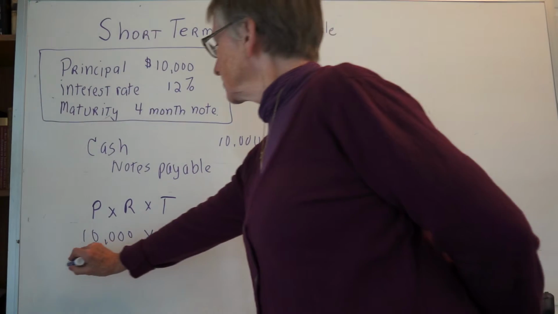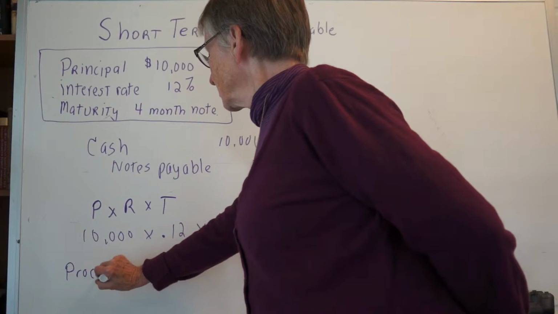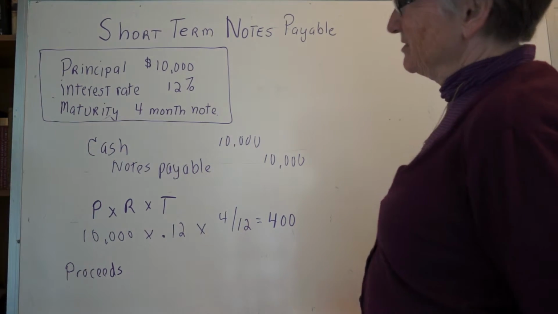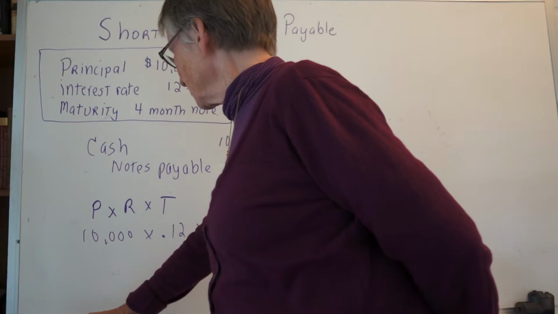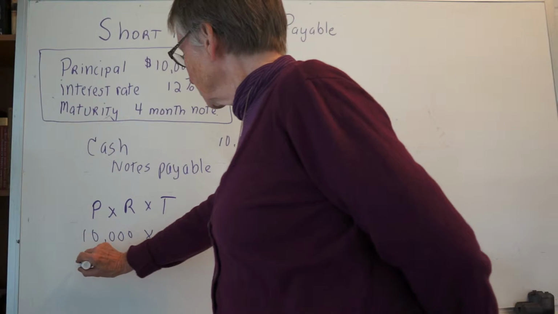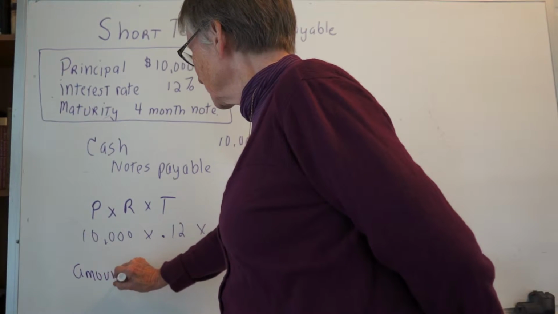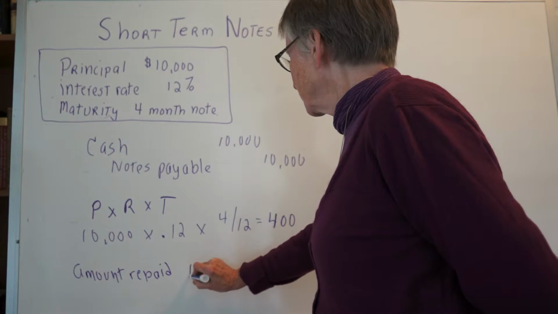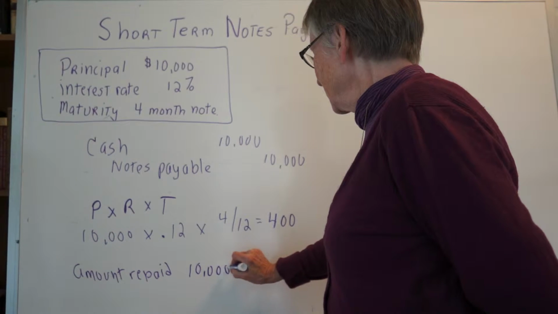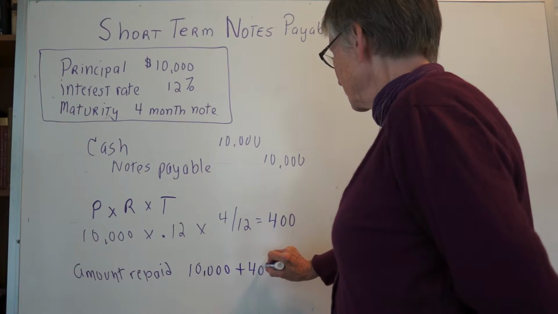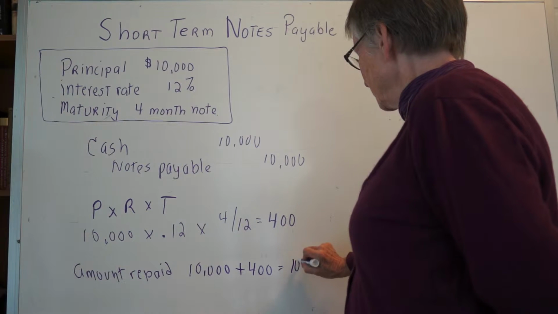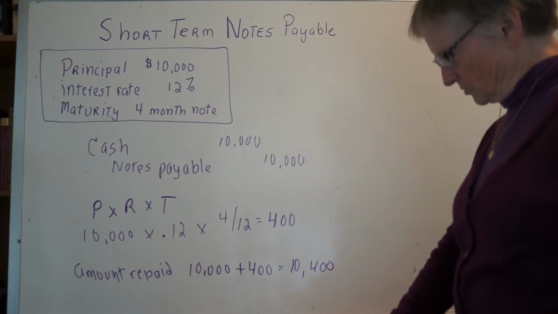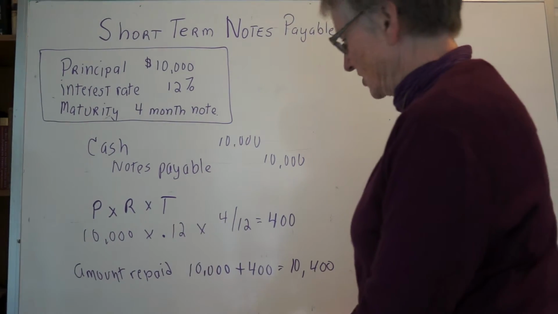Then the other term that you need is the proceeds. The amount that you will repay, I'm just going to call it the total amount repaid, is going to be the principal of $10,000 plus the interest. So the total amount repaid is going to be $10,400. That gives you an overall view of how the note is set up.